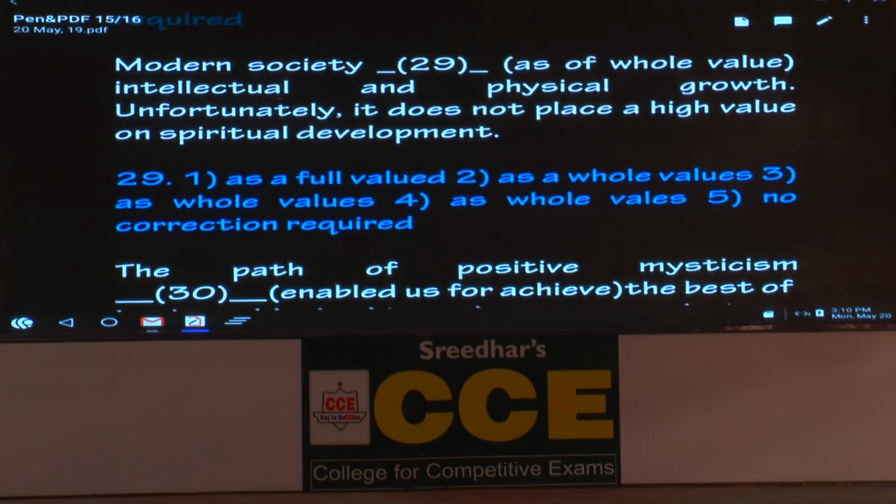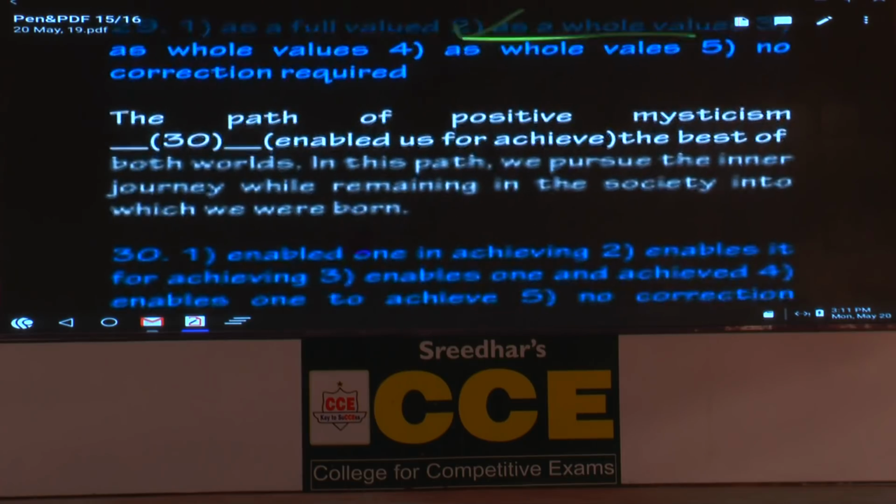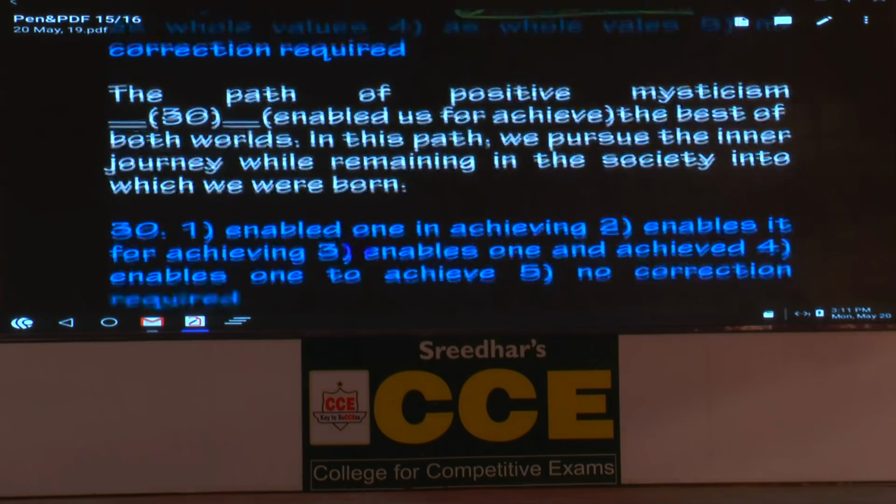Modern society, this is not based on grammar, this is based on knowledge related to phrases, usage. Now society, generally we say society as a whole, mankind as a whole. So what is the standard phrase here? As a whole. Which one has that one? Second option. Modern society as a whole values intellectual and physical growth. How many of you have got this one right? That's very good.